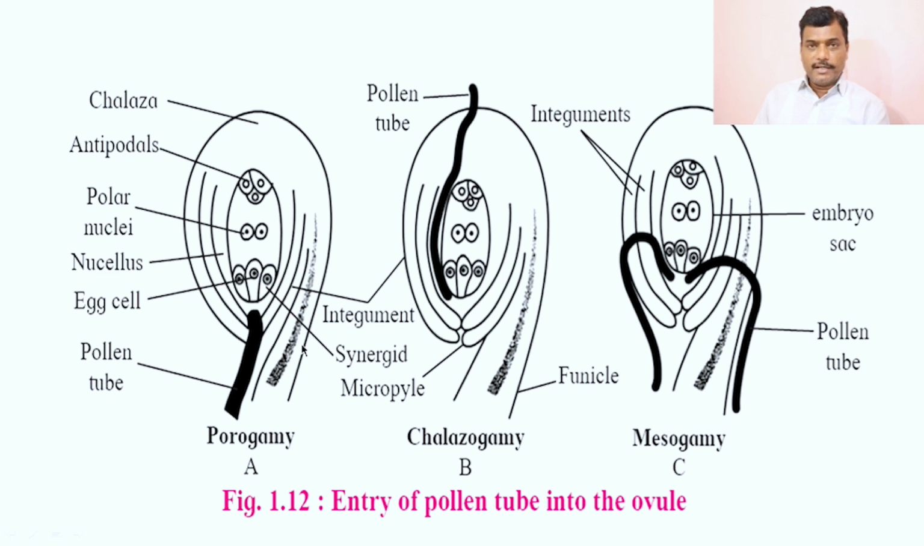So these are three different types of entry of the pollen tube. When the pollen tube enters through the micropyle, it is known as porogamy. When the pollen tube enters through the chalazal end, it is known as chalazogamy. And when it enters through the integument, it is known as mesogamy.